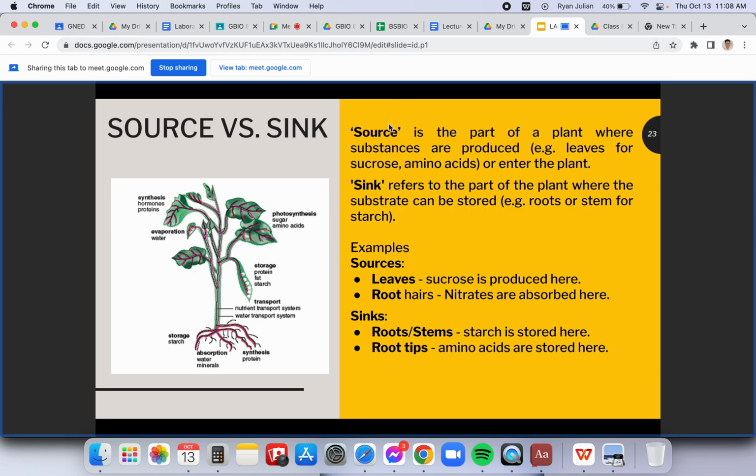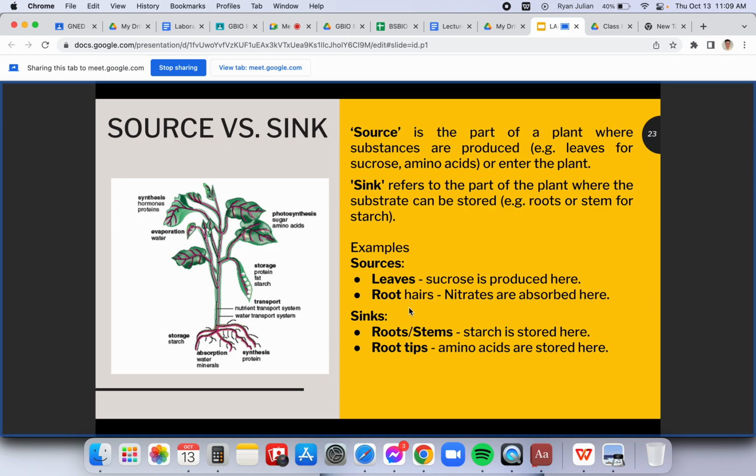Again, as the word implies, source, this is where sugars are produced. And as for the sink, this serves as the storage for the substances produced by the source. Examples can be categorized into sources and sinks. For the sources, they can be found in both leaves and root hairs. For the former, sucrose is produced here. Again, sucrose is a form of sugar that is present in most plants. And as for the root hairs, nitrates are absorbed here.